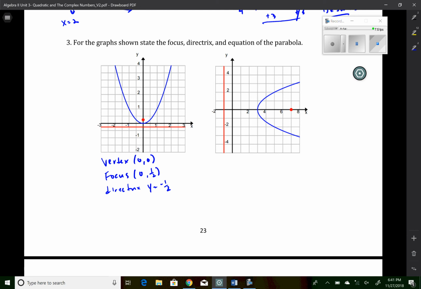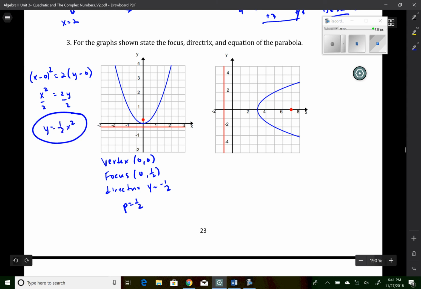Since I know the vertex and I know the p-value in this case is 1/2, I can plug into my formula. So I could say x minus 0 squared is equal to 4 times 1/2, which is just 2, times y minus 0. Well, minus 0 is just the variable, so x squared equals 2 times y. Divide by 2, and I have y equals 1/2 x squared. Again, if you use 0.5, it's okay.